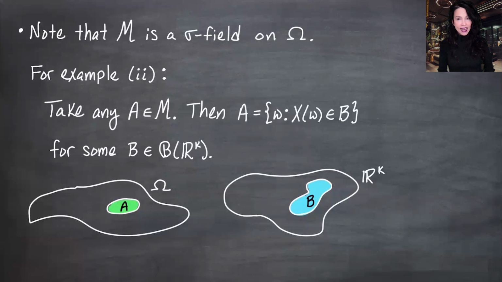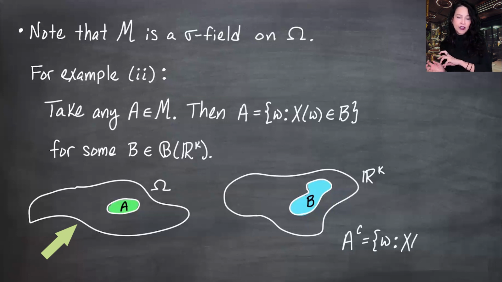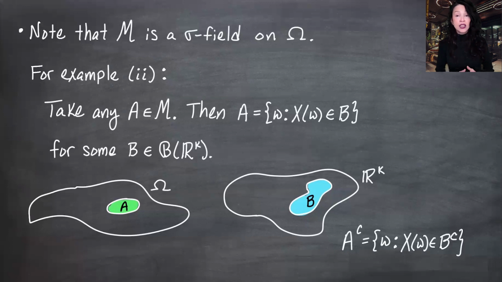All of this is to say that the complement of A over here in the probability space is the set of omegas such that the function x maps them into B complement. B is a Borel set on R^K, and therefore B complement is a Borel set on R^K, because it's a sigma field and closed under complements. And this means that A complement is of the correct form to be included in the collection curly M. So it's closed under complements, and that's 1 out of 3 things you need to show to have that it is a sigma field. I'll leave the others to you.